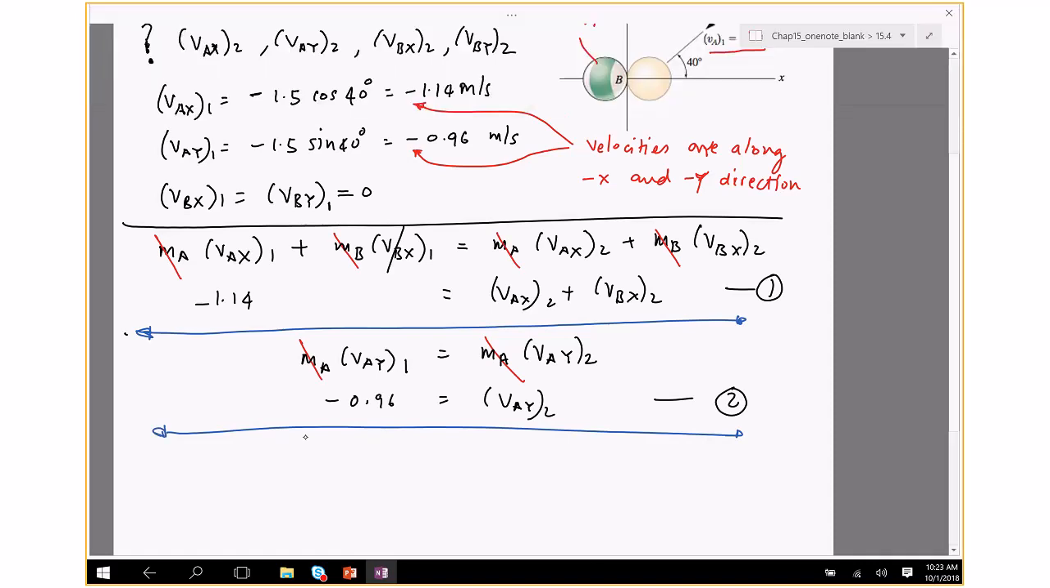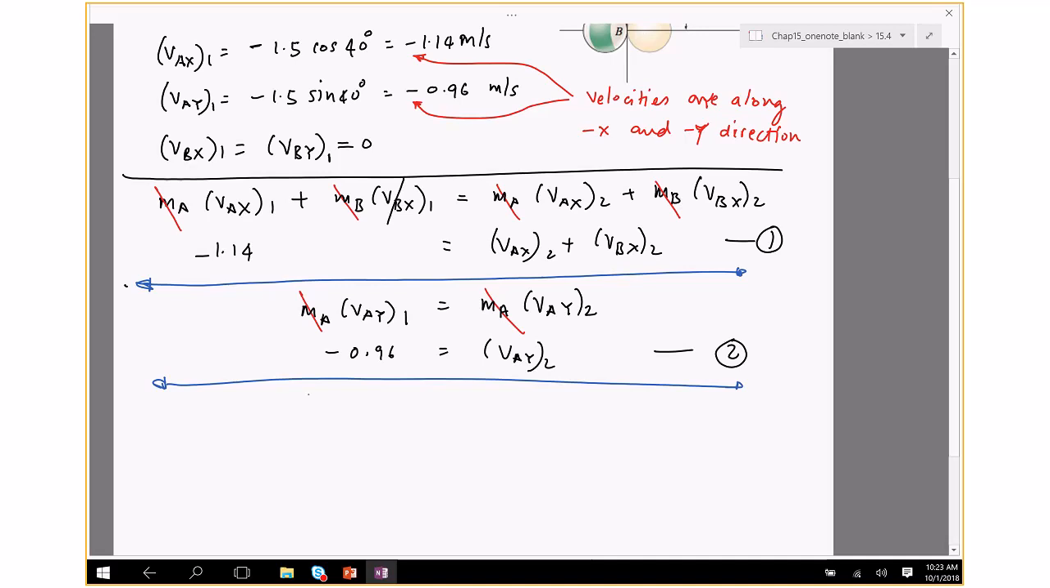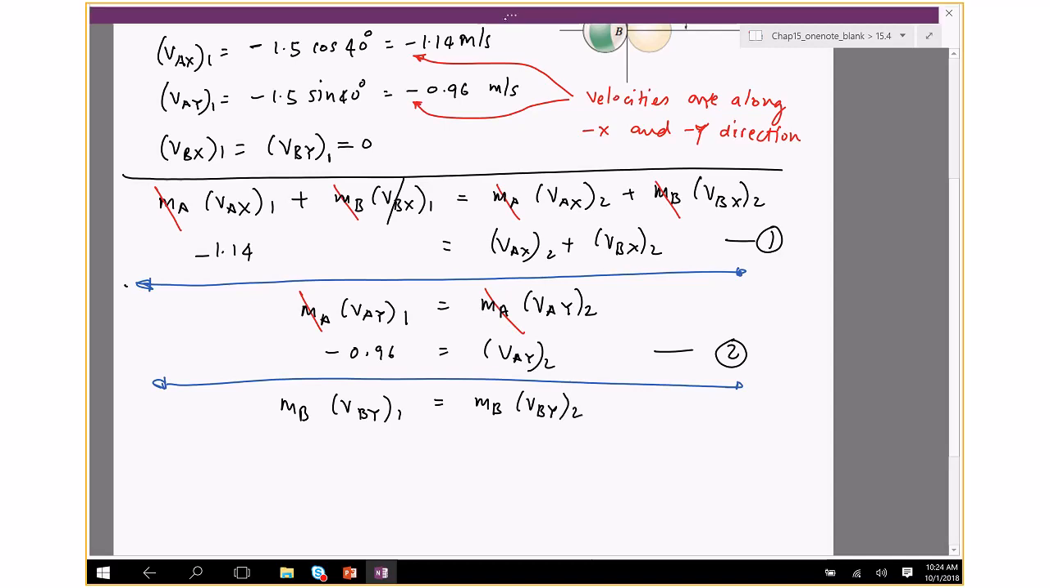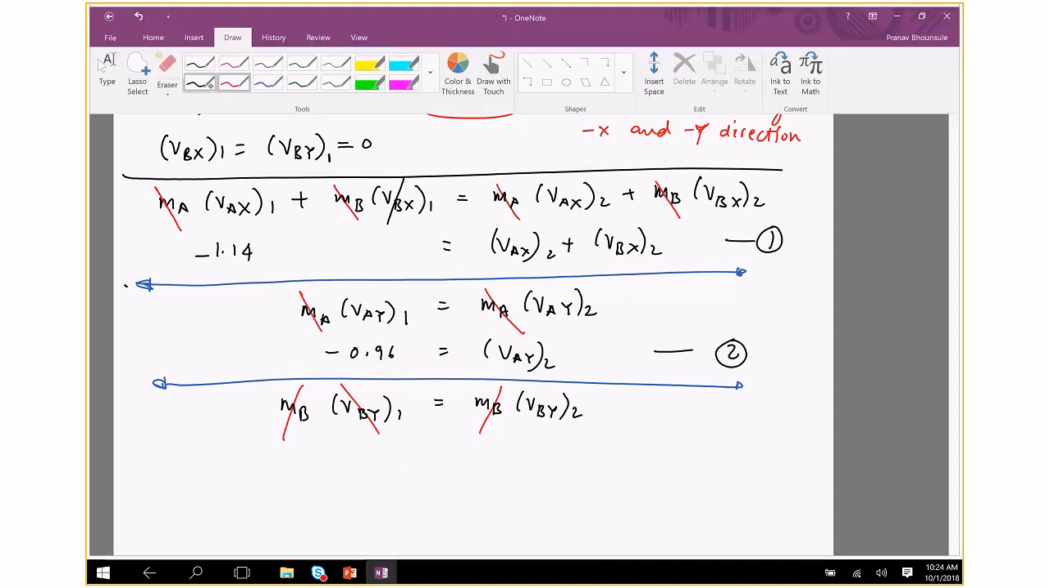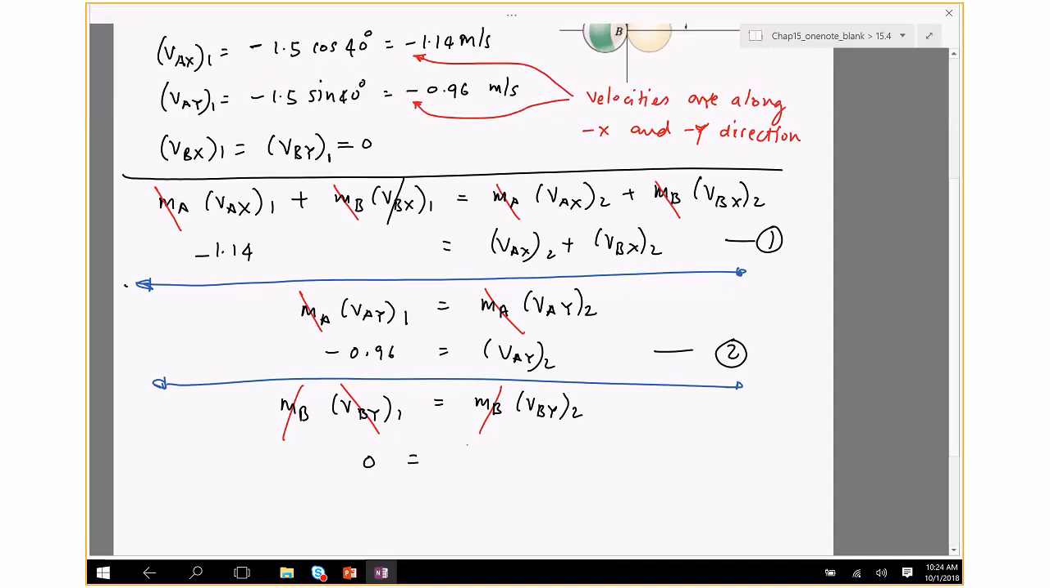Okay, next let's use the conservation of linear momentum in the y direction for B. Mass of B times velocity of B in the y direction before impact equals mass of B times velocity of B in the y direction after impact. So those two cancel. Velocity of B in the y direction before impact is 0, which means that the velocity of B in the y direction after impact is also going to be 0.